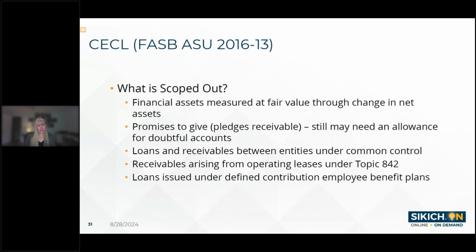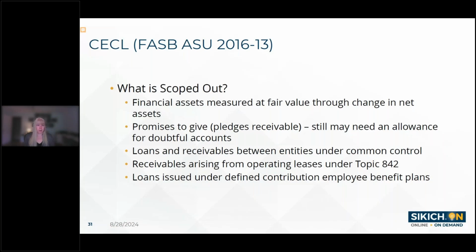Not-for-profits do get a big break here. Financial assets that are measured at fair value, such as those brokered certificates of deposit or other investments at fair value, are scoped out, so there's no allowance for credit losses on those. Promises to give, or pledges receivable, contributions receivable, however you term those transactions, are not within the scope of CECL. However, you still may need an allowance for doubtful accounts if there is some question on collectability. These just have a different measurement focus than assets within the scope of CECL.